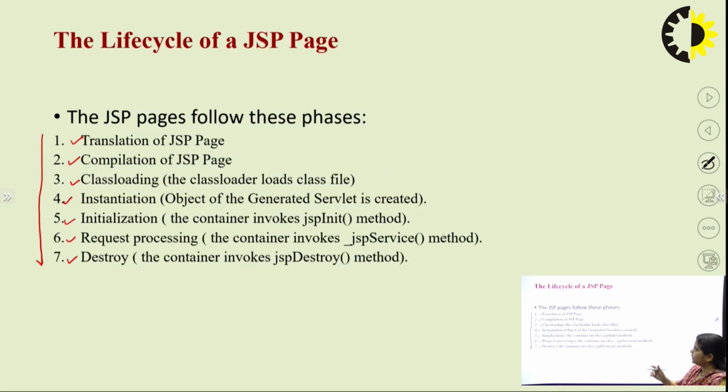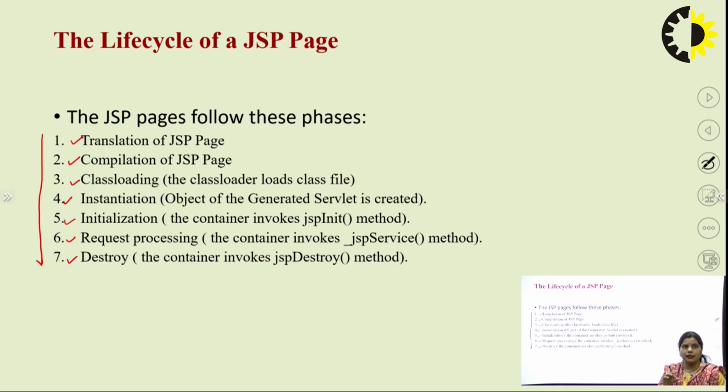Now, the life cycle of JSP follows the following steps. First is translation of the JSP page. Second is compilation of the JSP page. The third one is class loading. In the class loading phase, the class loader will load the class files, and instantiation means the object of the generated servlet is now created in this step, and in the initialization step, the container invokes the JSP init method.